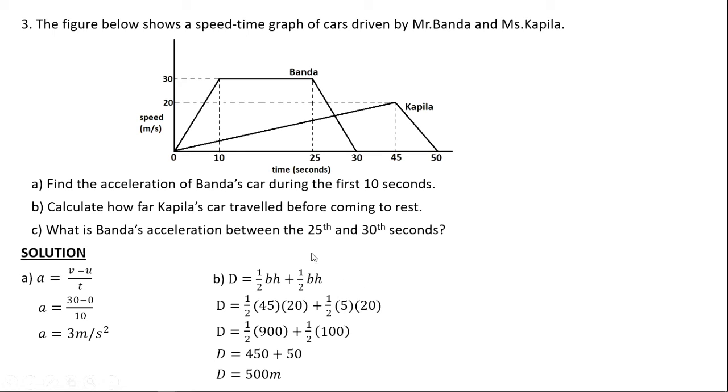What is Banda's acceleration between the 25th seconds to 30 seconds? So we are going to say A equal to V minus U divided by T. Where there's V, we'll replace a 0 because it is the final velocity. Where there's U, we'll replace a 30. So we have 0 minus 30, and the time was 30 minus 25, which is 5 seconds. 0 minus 30 will give us a negative 30. Divide negative 30 by 5, we have A equal to negative 6 meters per square seconds. This one was a retardation.